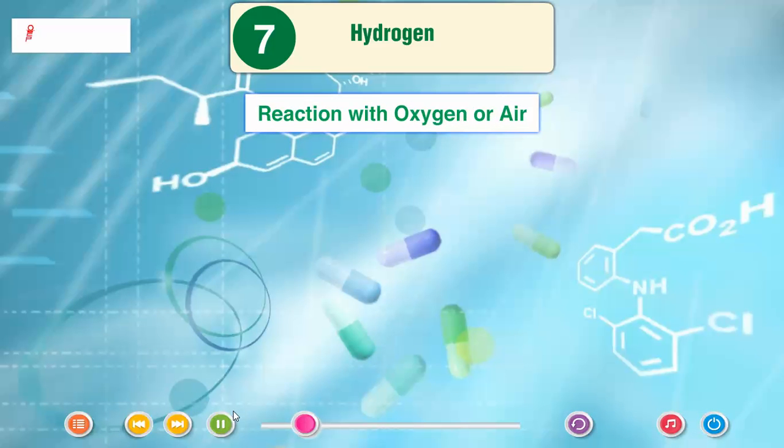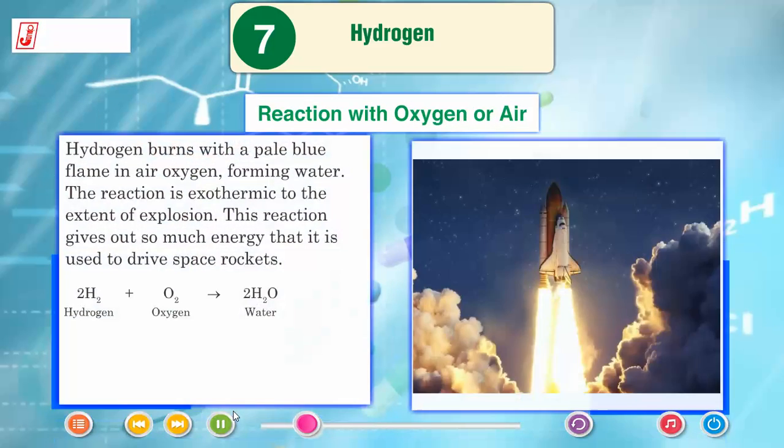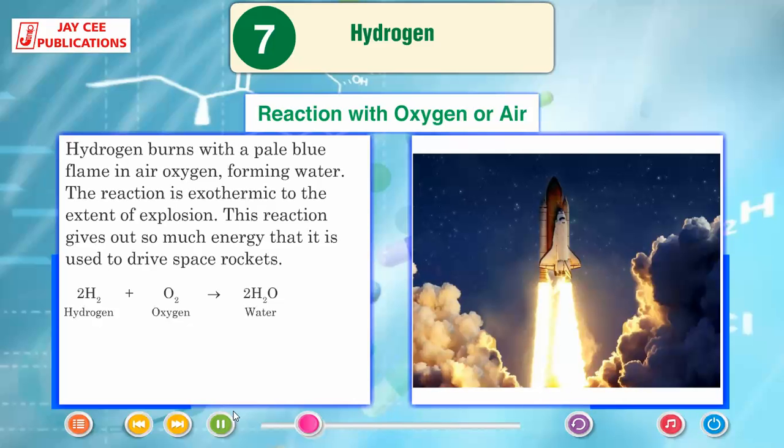Reaction with oxygen or air. Hydrogen burns with a pale blue flame in air or oxygen, forming water. The reaction is exothermic to the extent of explosion. This reaction gives out so much energy that it is used to drive space rockets. 2H2 hydrogen plus O2 oxygen is 2H2O water.